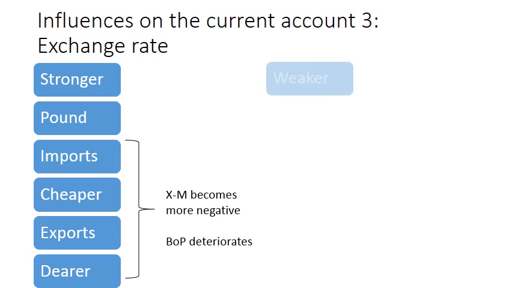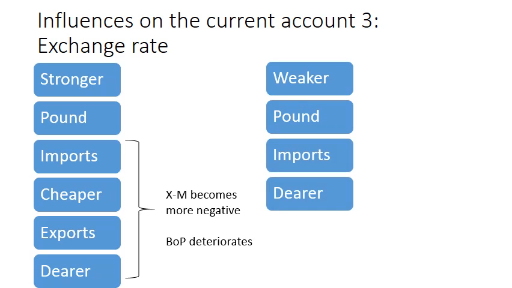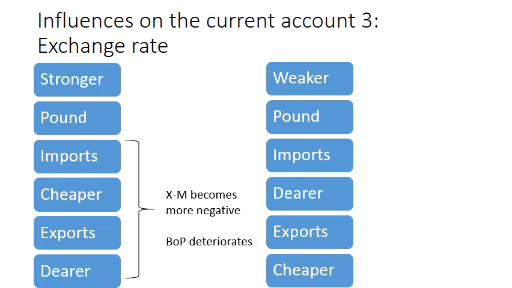Then we have our reversed acronym. So a weaker pound, so the pound becoming cheaper, will now make imports more expensive, make them dearer. The pounds that we now have in the UK, you need more pounds in order to buy up foreign currency to buy imports, so they become more expensive. But exports now become cheaper because the foreign nationals don't need so much of their foreign currency in order to buy up pounds in order to buy goods and services from the UK, so that makes exports cheaper.